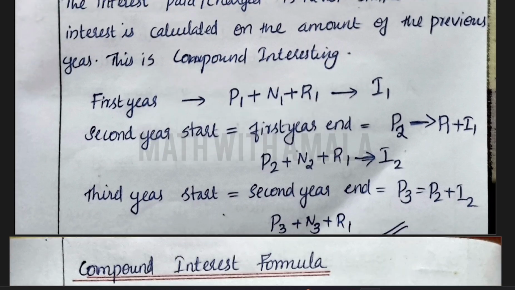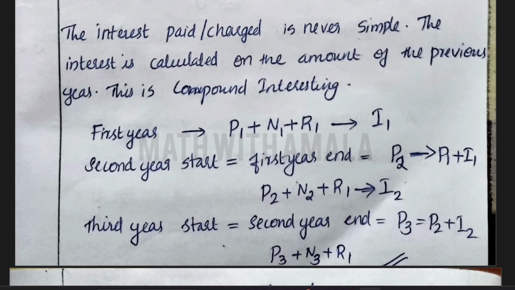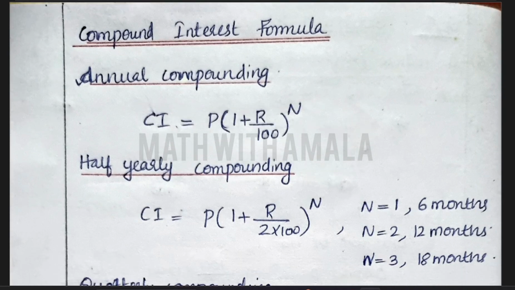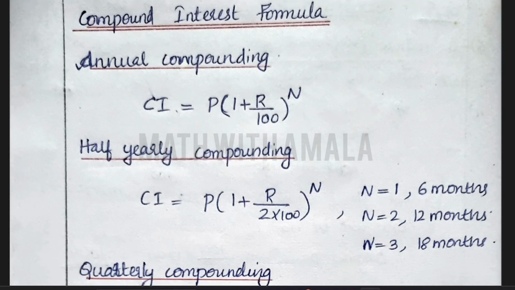Then at the end of the first year, the principal amount for the second year will be P1 plus I1. Then P2 N2 R1 by 100 gives I2, the second year interest. Then at the start of the third year, or second year ending, P3 will become P2 plus I2. You can say that the interest is added to the previous year's principal amount. So let's formulate a formula for compound interest.